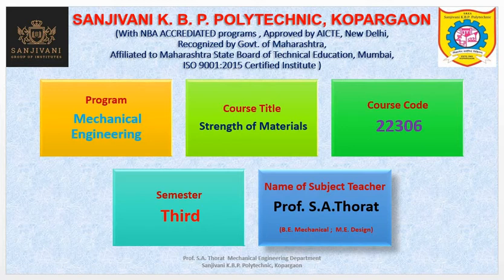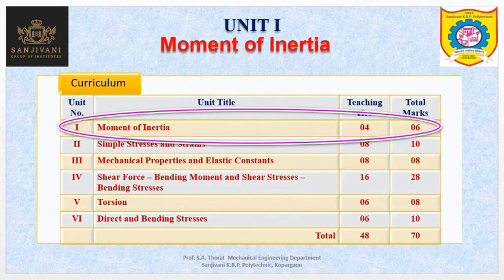In last lecture, we have already started Unit 1 of this course, that is Moment of Inertia. We covered the concept of centroid and center of gravity, positions of centroid for standard geometric sections, and the concept of moment of inertia. We understood that the moment of inertia of an area is the capacity of a cross section to resist bending or buckling.